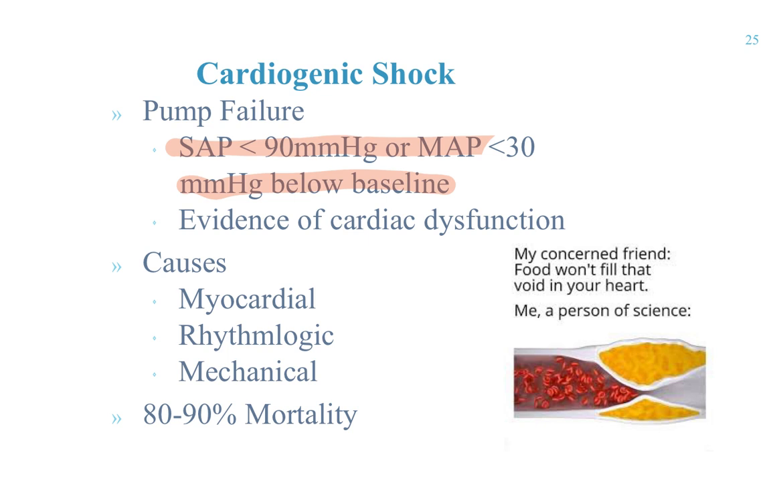Rhythmologic. So this is going to be the electrical conductivity of the heart, something that's affecting the rhythm. So bradycardia, such as heart blocks, can cause cardiogenic shock because the heart is being starved for oxygen and it's not a perfusing rhythm. And then mechanical. So that would be that blunt trauma, anything that's going to physically damage the muscle of the heart.